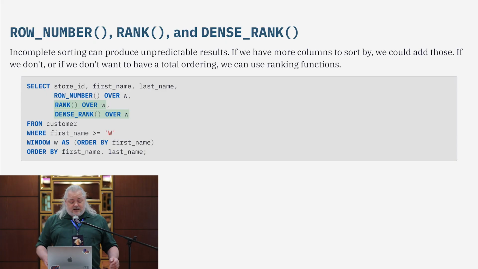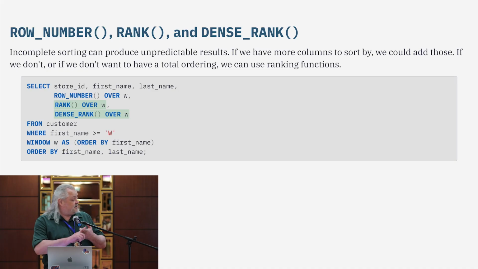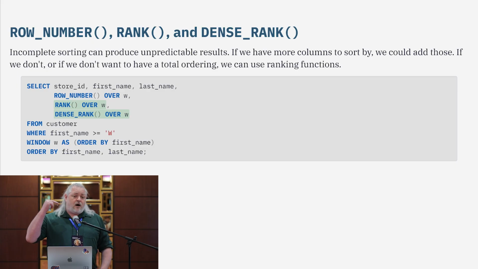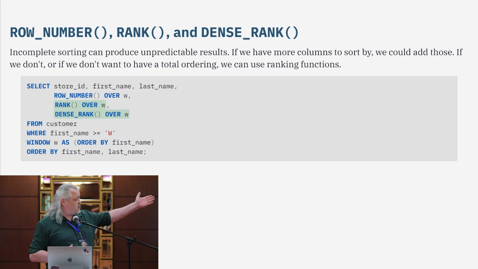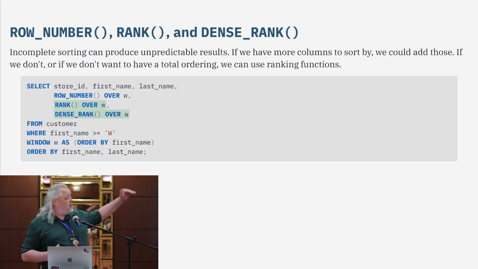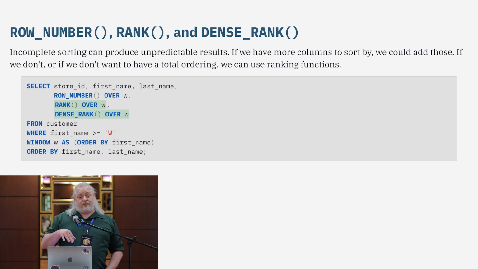Right. So what I did here in the query is, for the window, I ordered by first name only. And I have two Willies. And so the order of those two Willies is not defined. We don't know what it is because we only ordered by first name. Although in the rest of the query, I ordered by first name and last name.